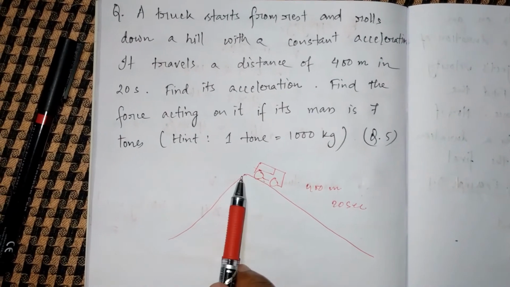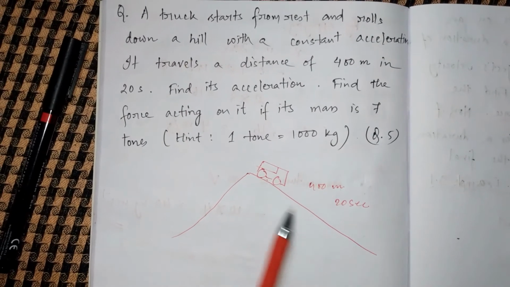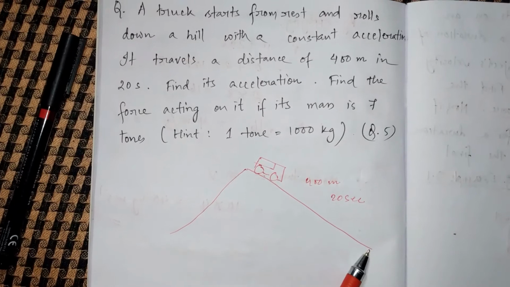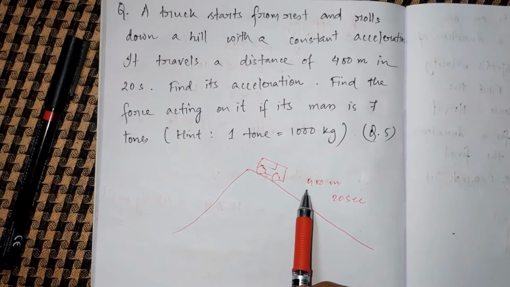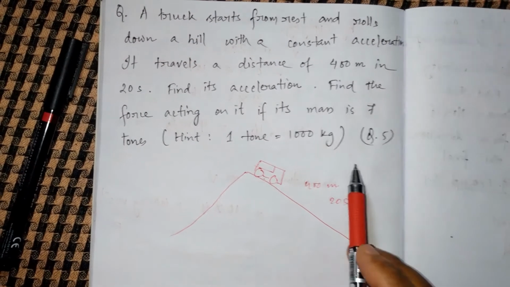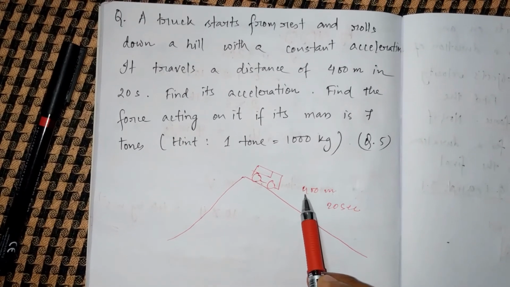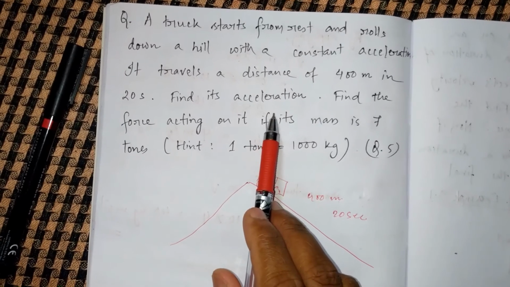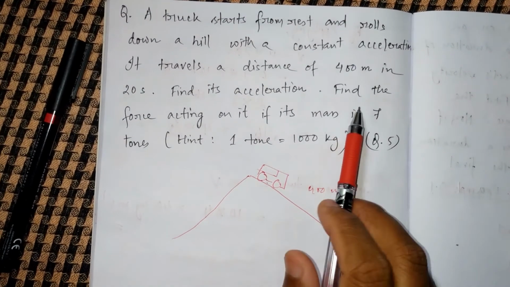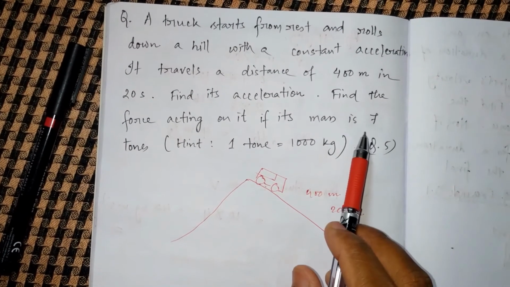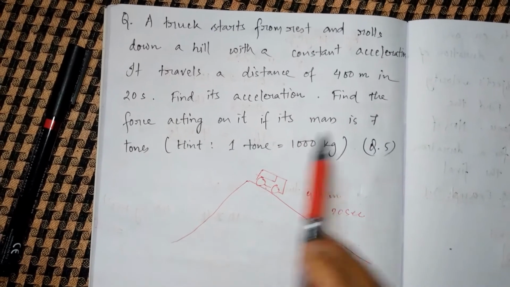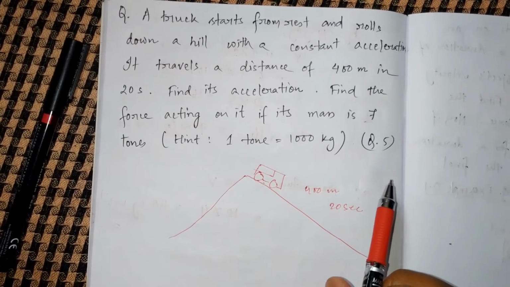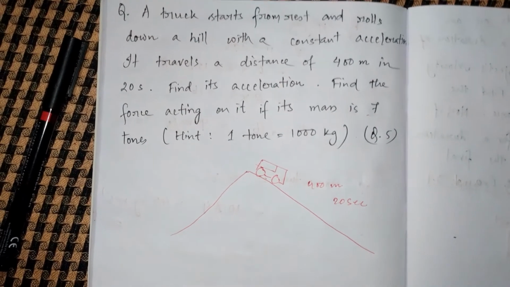So if you consider this one as a hill, okay, and this truck is rolling down through this hill, and if you say this truck is moving a distance of 400 meters in 20 seconds, so we need to find the acceleration, okay? Then another part is you have to find the force acting on it if it has the mass of 7 tons. So let's see how this question can be solved.